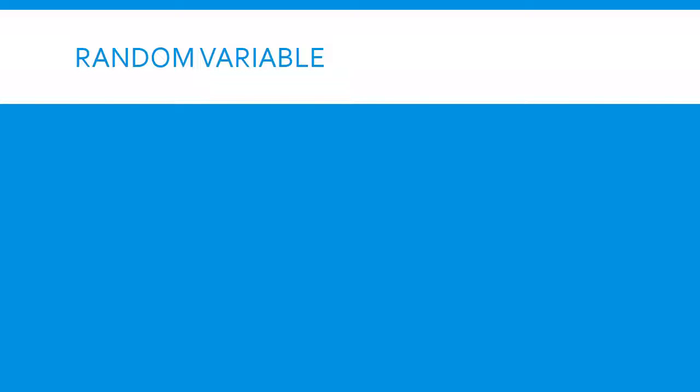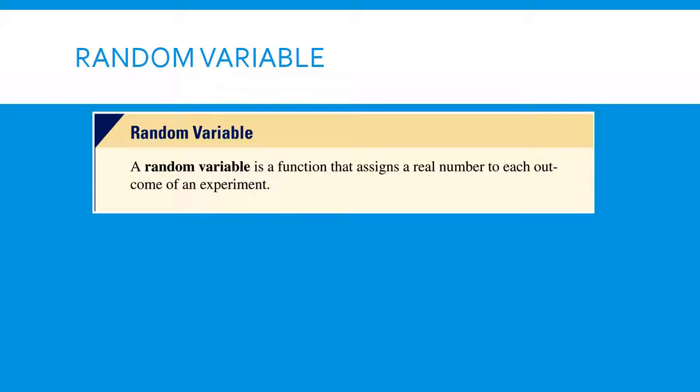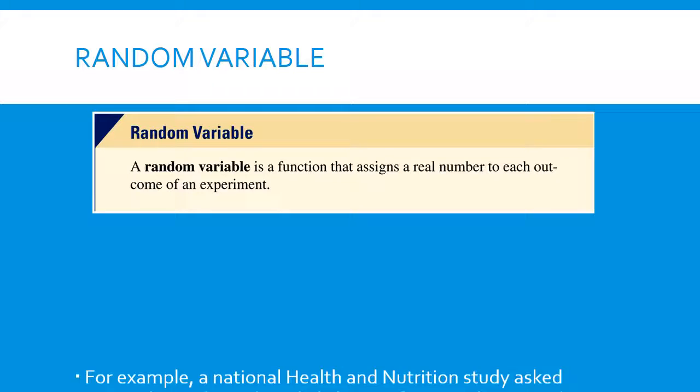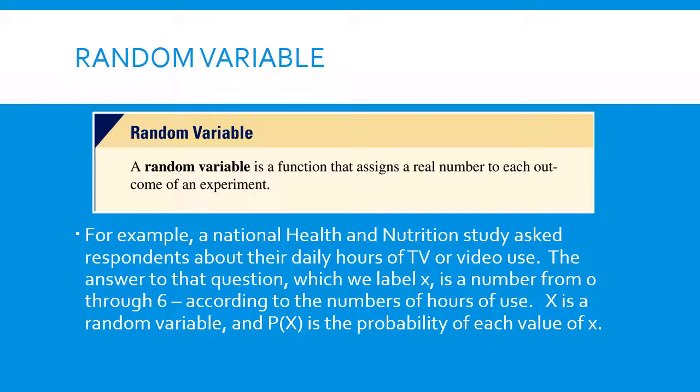Okay, a random variable is a function that assigns a real number to each outcome of an experiment. For example, a National Health and Nutrition study asked the respondents about their daily hours of TV or video use. The answer to that question, which we label X, is a number from 0 through 6 according to the number of hours of use. X is a random variable, and P of X is the probability of each value of X.